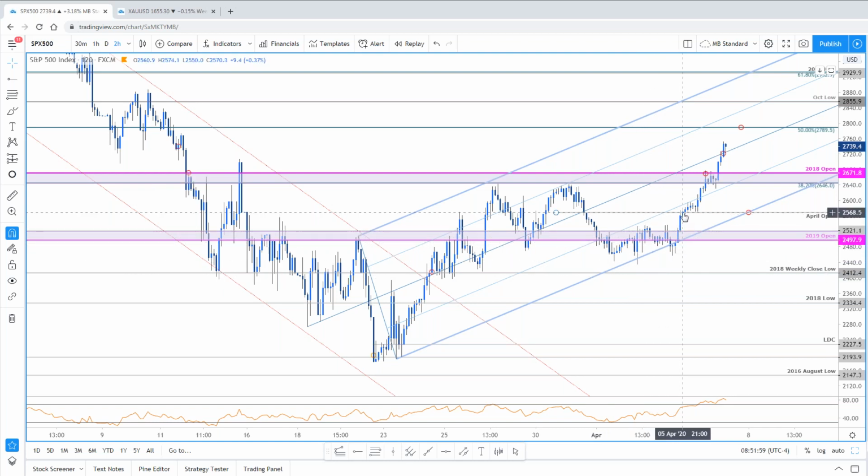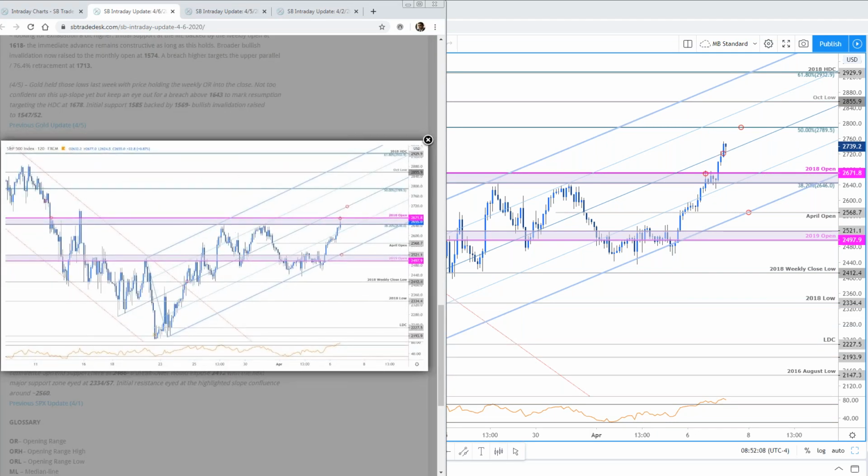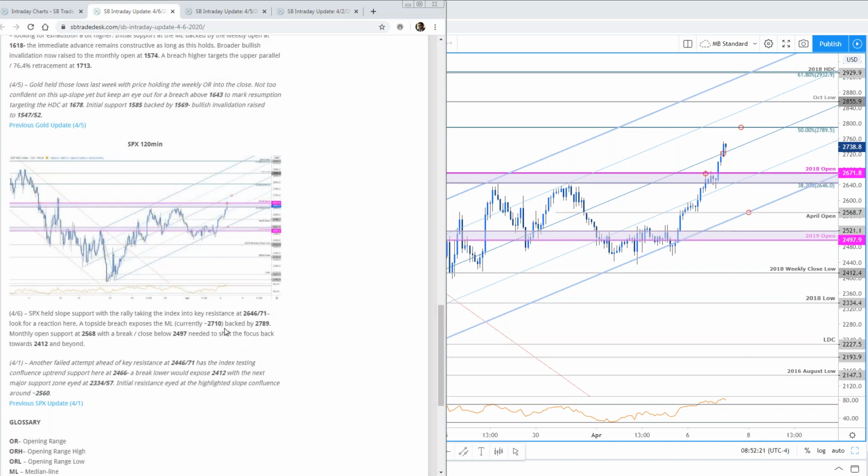Here's the breach. April open, support yesterday. This is where we were when we published last night's update. And I was saying this is the make or break level. It's right here. Support, April open, bullish inval, 1521. If we breach, you're looking for the median line. I think I noted 2720s, 2710s, backed by 2789, which is the next upside target.